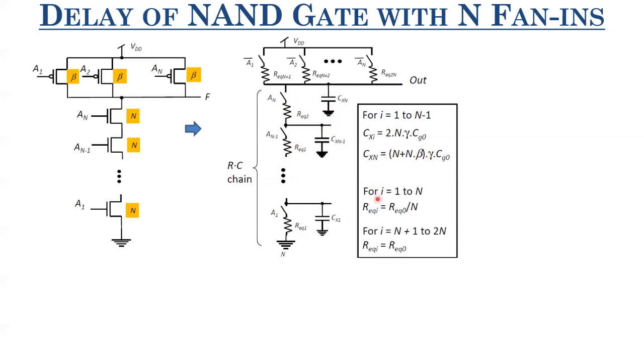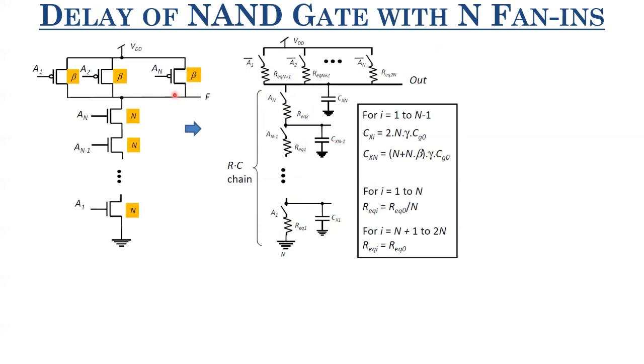Now, what exactly is your R equivalent of i? R equivalent of 1 to n, going from here to here. Sorry, it should be R equivalent of n. So it is R equivalent 0 by n, because its width is n times. And what about the R equivalent of n plus 1 to 2n here? It's simply R equivalent of 0, because we have sized it as beta itself.